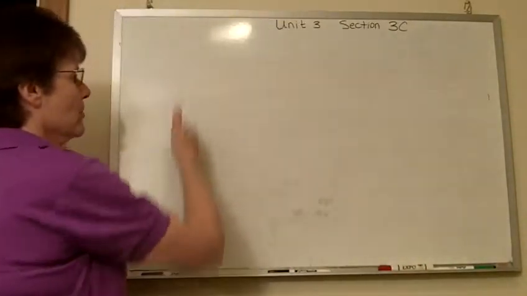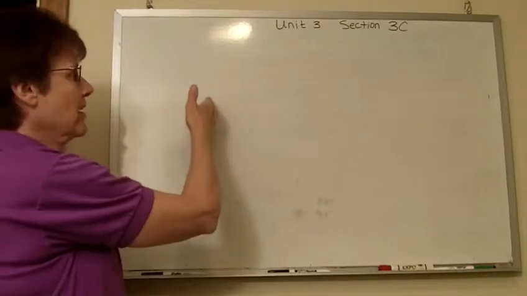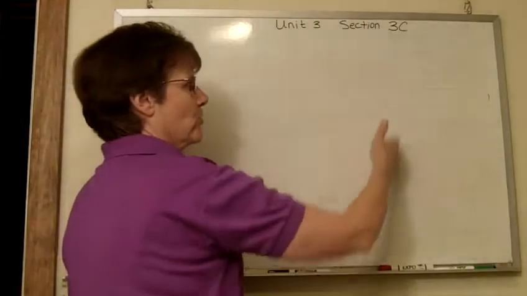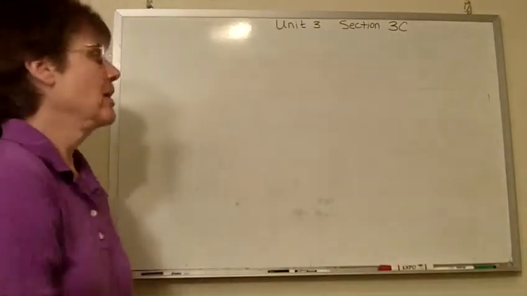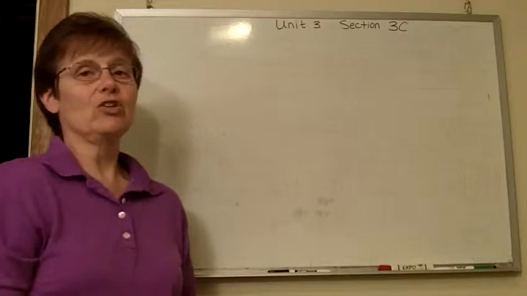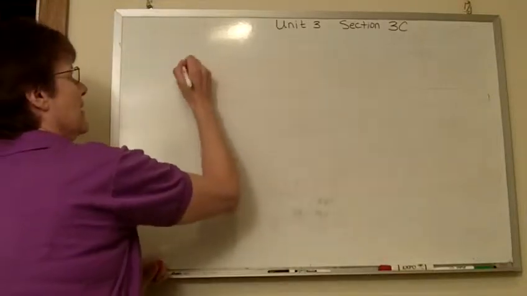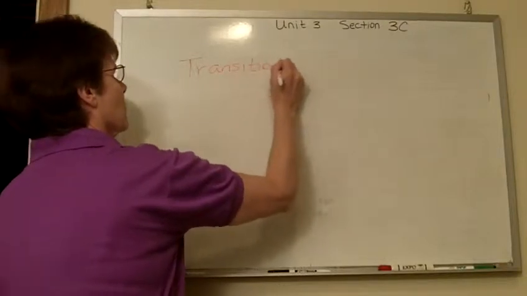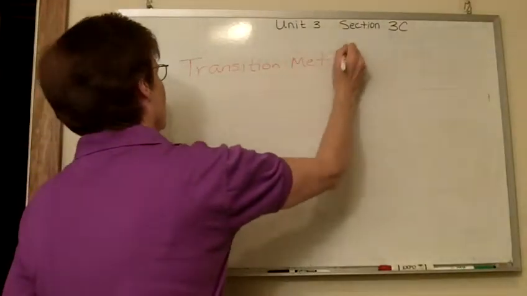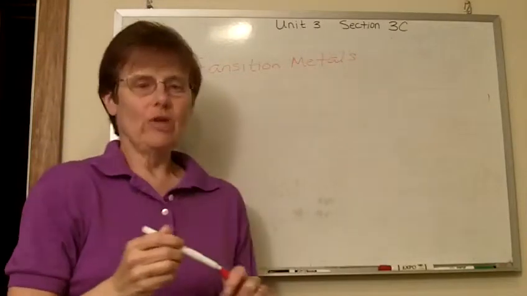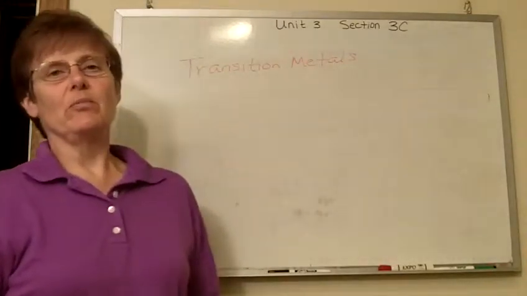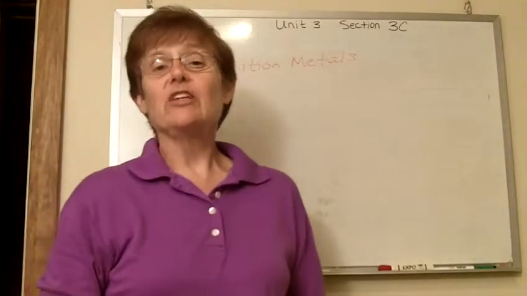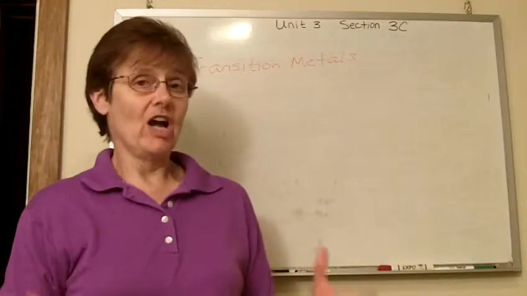We have these two columns over here that we called 1A and 2A, and then there's a big chunk that are all the B columns, and then over here we have 3A and 4A and so forth. Well, this big chunk in the middle are called transition metals. And the thing about those that makes them challenging is that you cannot simply look at their position on the periodic table and find out what the charge on the ion would be. In fact, many of them can form different ions.